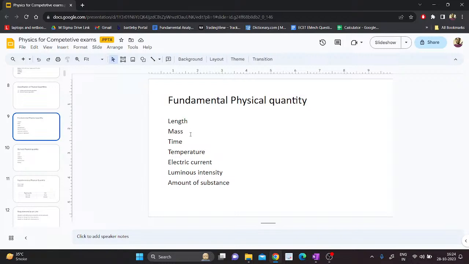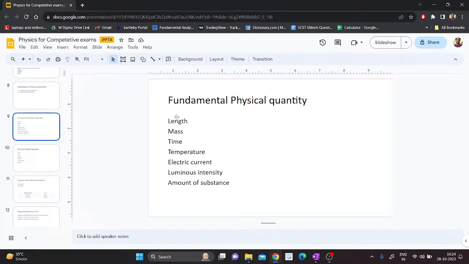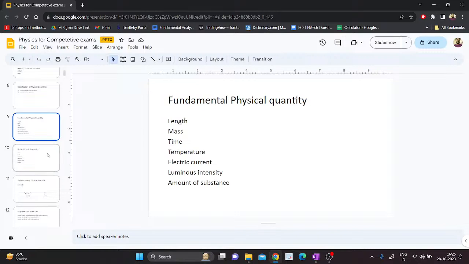Length means length itself, mass means mass itself. For example, force is mass into acceleration, so it can be broken down into fundamental physical quantities. Area can be taken as length into breadth. Length is one fundamental physical quantity, and breadth is also a length, another fundamental physical quantity. So area can also be derived or broken into fundamental physical quantities. But it is not possible to do the same for fundamental physical quantities. Length cannot be broken, mass cannot be broken, time cannot be broken or written in terms of any other formula, and so on.